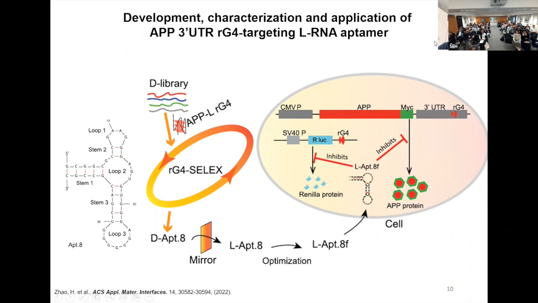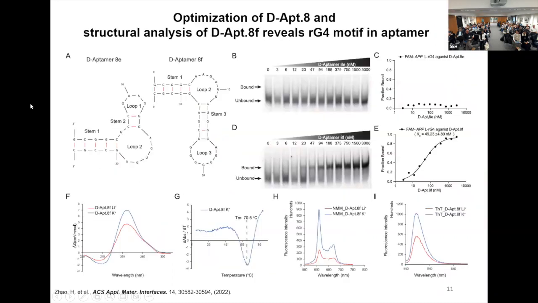So Haizhou and another PhD in my lab used the RG4 Silex platform. We managed to develop the aptamer structure as shown here. We call it aptamer 8. It's just number 8 from the Sanger sequencing readout that we get. Danyang will talk about the NGS in the next talk. So we have this aptamer.